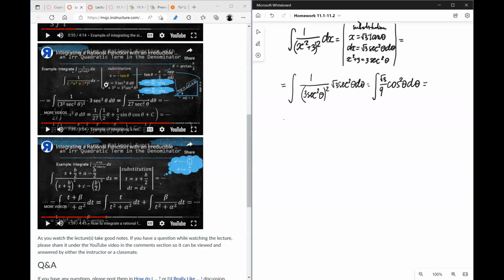Now cosine squared, we handle it the same way as always, using the half angle identity, or rather the reduction of power identity. So here we're going to have square root of 3 over 9, and instead of the integral of cosine squared, I'm just going to write the answer. We have 1/2 theta plus 1/2 sine theta cosine theta plus c, and now we just have to figure out the reference triangle.